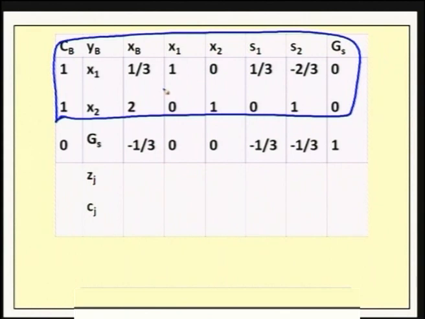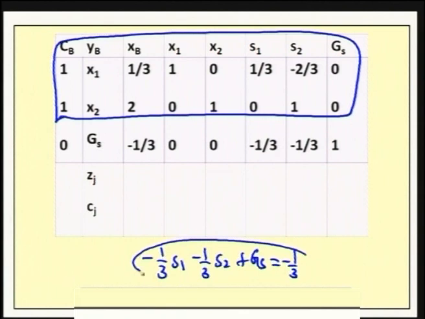Now, with this optimal simplex table, we add the Gomory constraint, which is minus 1 by 3 S1 minus 1 by 3 S2 plus GS equal to minus 1 by 3. We should add this Gomory constraint in the bottom row of the simplex table. Therefore, the next row corresponds to the Gomory slack. So, our basic variable is the Gomory slack. The corresponding cost value is 0.